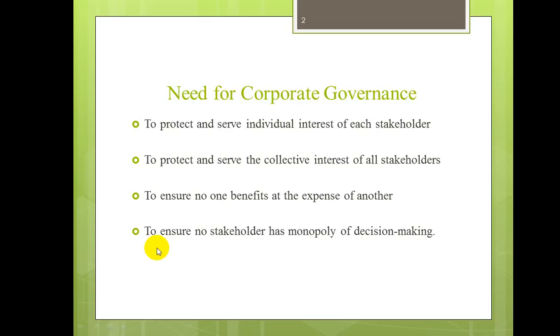Now these are the needs of corporate governors, that is, to protect the interest of the stakeholders. Like the first one, the corporate governors are looking after the individual interest and the collective interest. Stakeholders might exploit one another for their benefits, so governors take care not to let one stakeholder exploit the benefit of another. Why? Because governors are there. They're observing and watching all. In other words, decision making shouldn't be for one, it should be for all. No one can enjoy monopoly decision making.